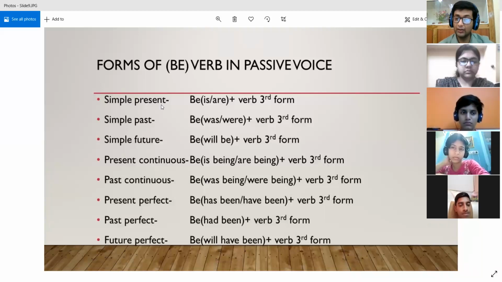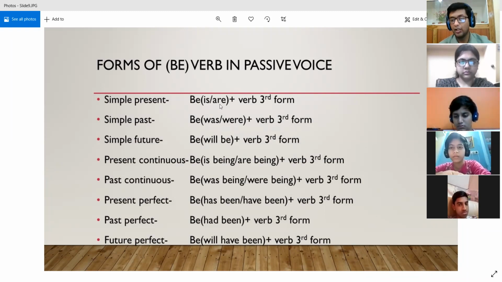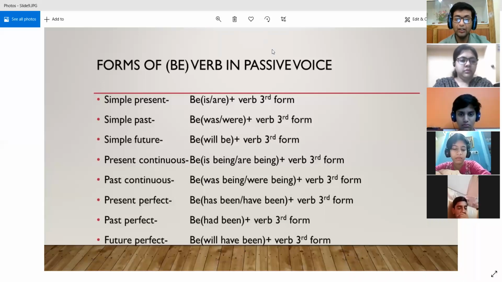So when the tense is simple present in the active voice, then the correct form of be verb will be is or are, according to the singularity or the plurality of the subject, right? In which we are changing. So if the subject in the passive voice is singular, we are going to use is. And if the subject in the passive voice is plural, then we are going to use are, along with the third form of the main verb.